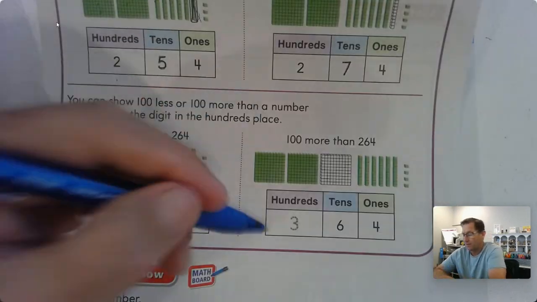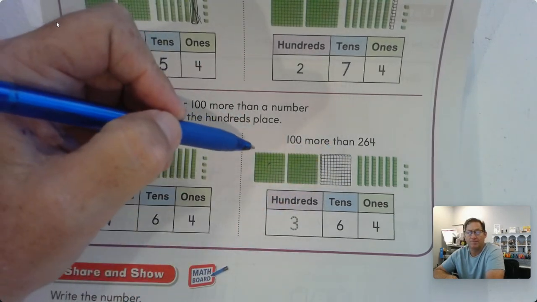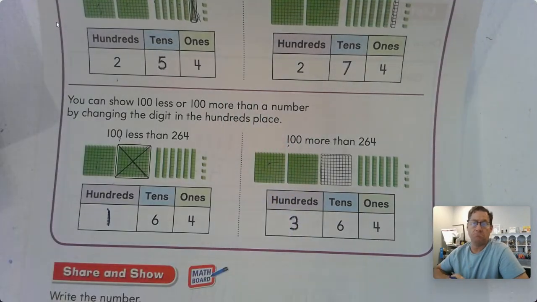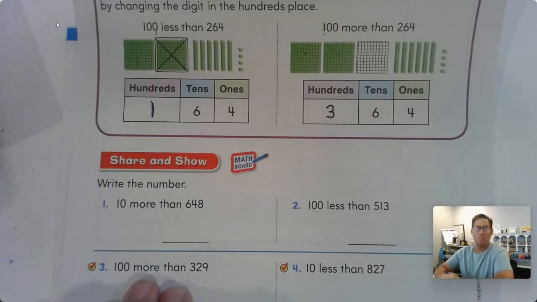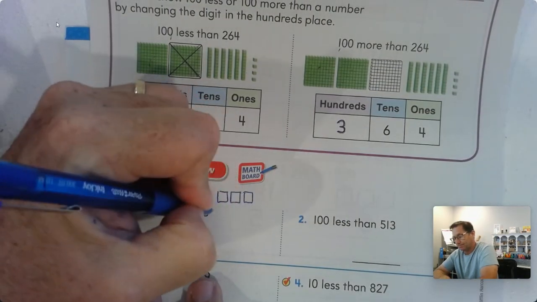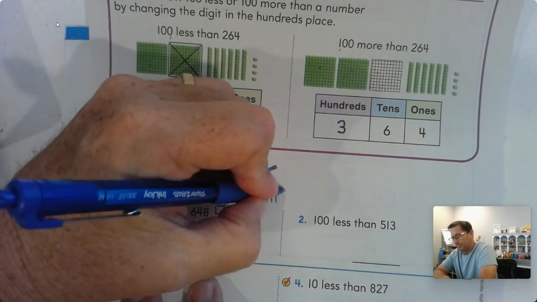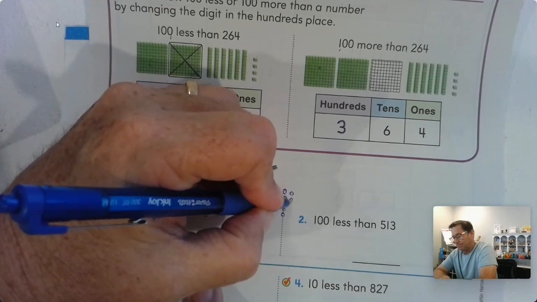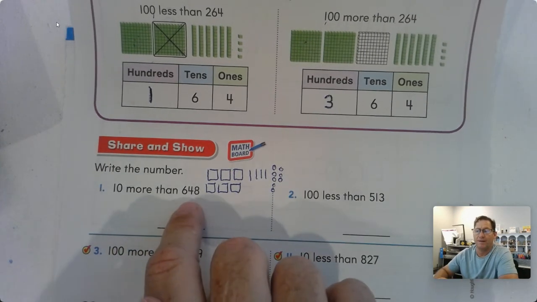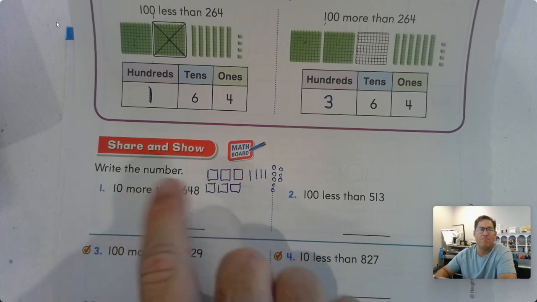100 more than 264. We have our 264, but we have to add an extra 100. So 200 plus another 100 is 300. All right, simple as that. Okay, so 10 more than 648. All right, so I drew a quick picture there. Many of you probably can just do that in your head, but I just wanted to show you 10 more than 648.